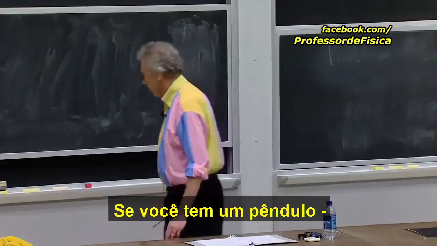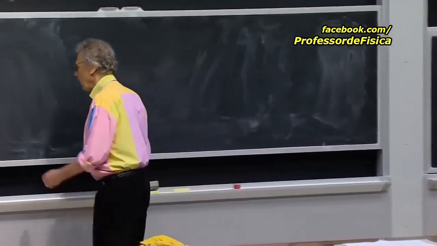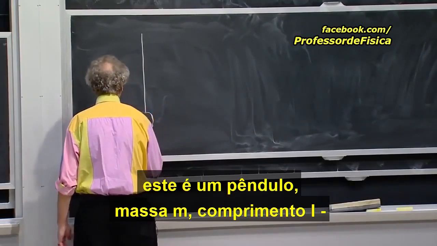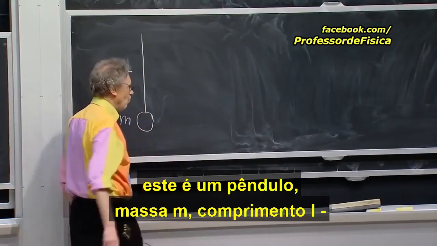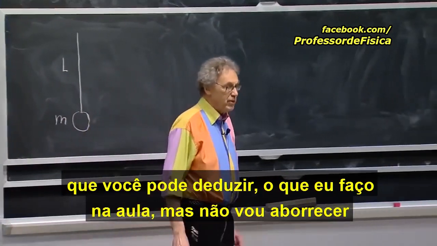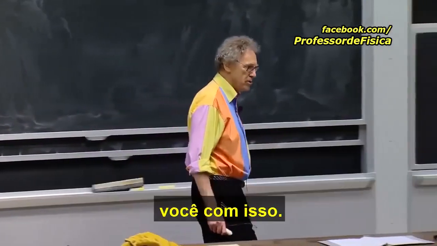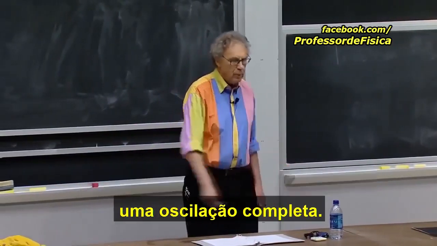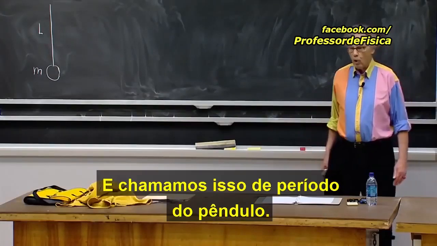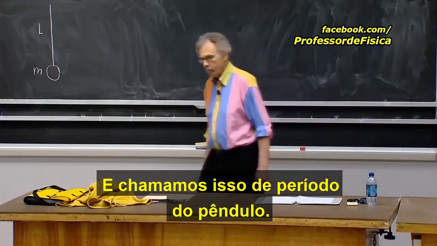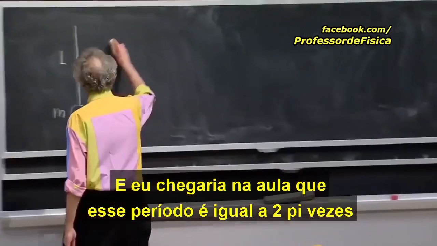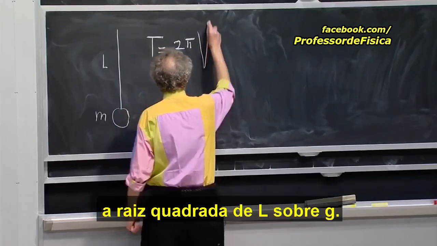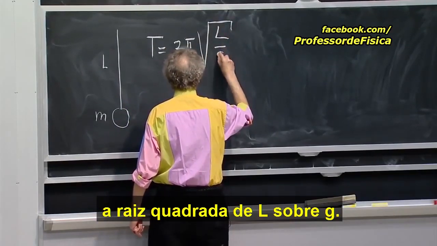If you have a pendulum, this is a pendulum, mass m, length L, then you can derive, which I do in class, but I won't bore you with that, how long it takes for the pendulum to make one complete oscillation. We call that the period of the pendulum. And I derive in class that that period equals 2 pi times the square root of L over G.